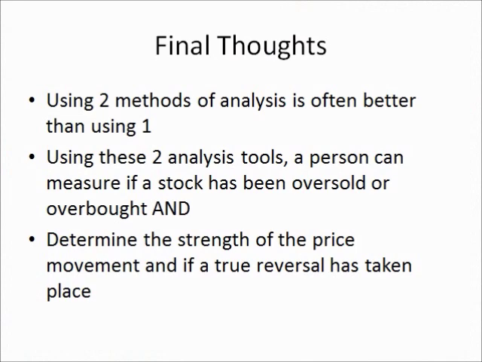As we move on to our final thoughts, this sort of moral of the story and lessons of the session is something we always iterate: using more than one method is often beneficial. In this case, using two methods of analysis is clearly better than one. And again, using these two analysis tools enables a person to, one, determine when a stock has been oversold or overbought, and two, determine the strength of the price movement and if a true reversal has taken place. That's why you want the double confirmation.